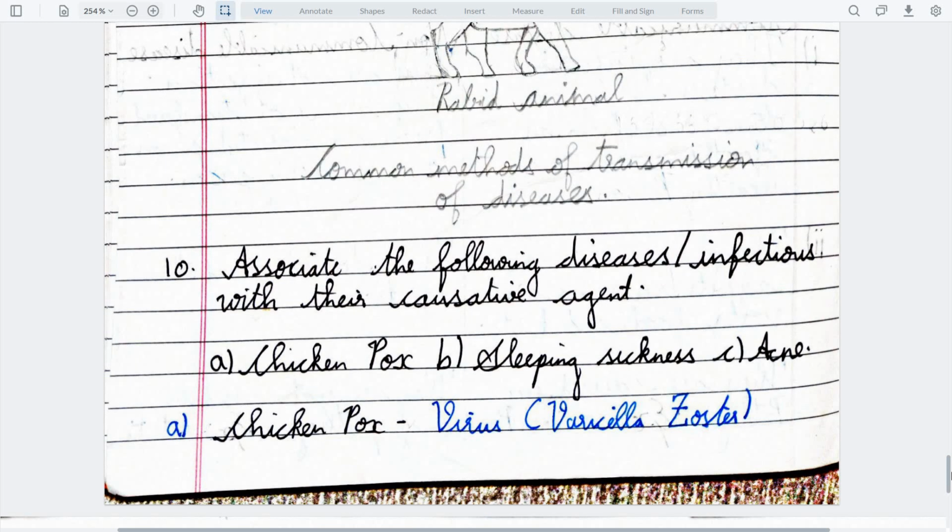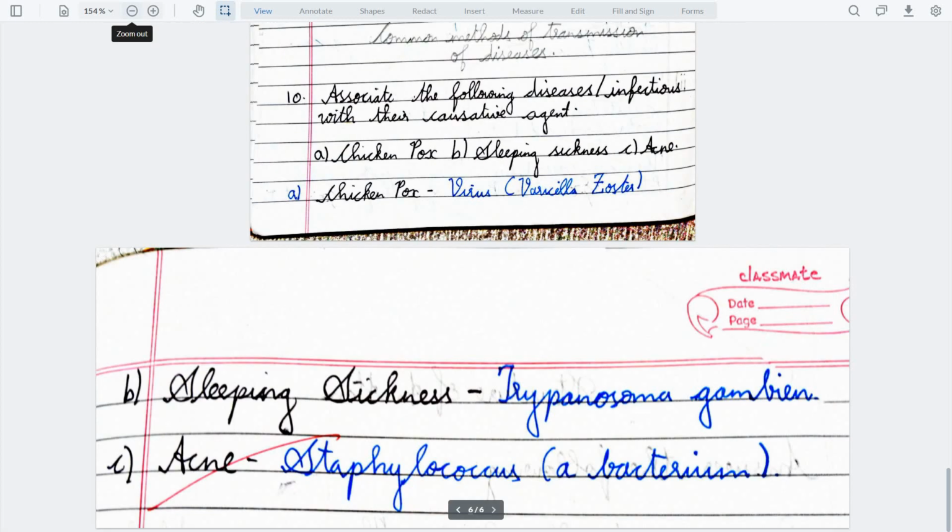Associate the following diseases or infections with their causative agent: chickenpox, sleeping sickness, acne. Chickenpox: virus, varicella zoster. Sleeping sickness: Trypanosoma gambiense. Acne: Staphylococcus, a bacterium.